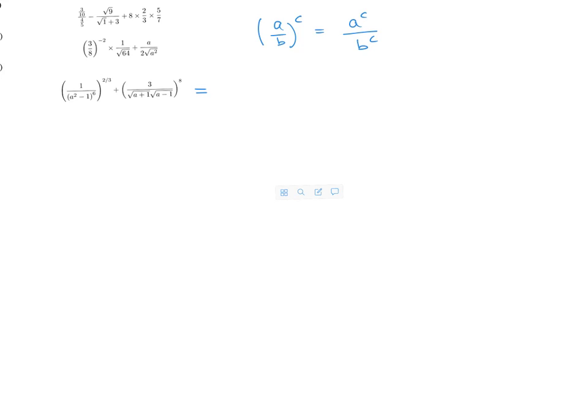So this is then 1 to the power of 2/3 divided by A square minus 1 to the power of 6, and then this whole thing to the power of 2/3, plus, here I apply the same rule, but before I do so, please note that it's possible to simplify the denominator. Why is this possible? Well, let me show you.